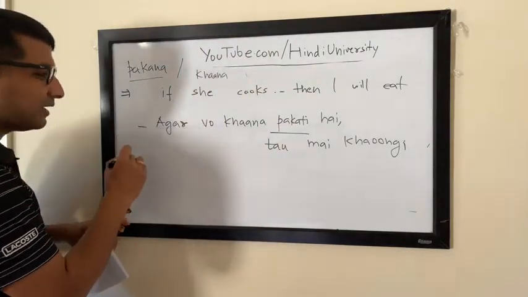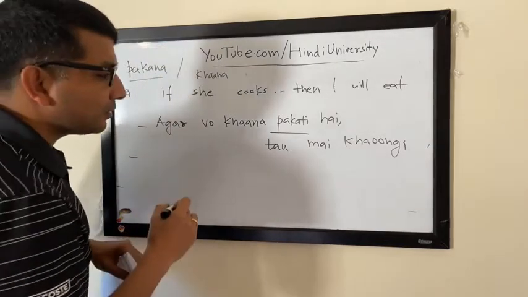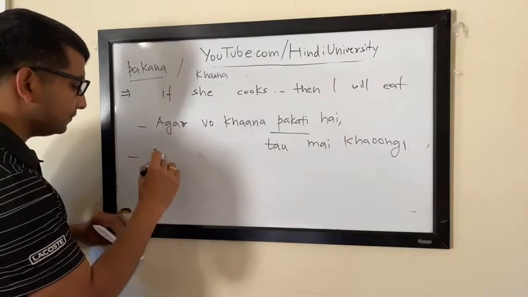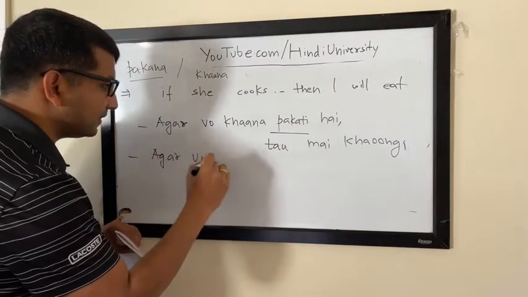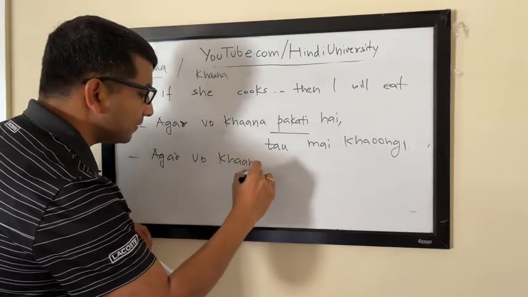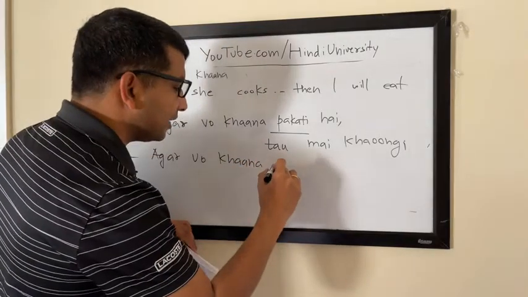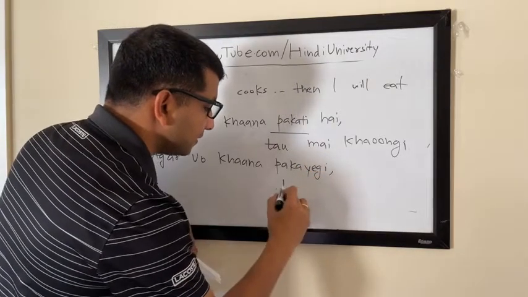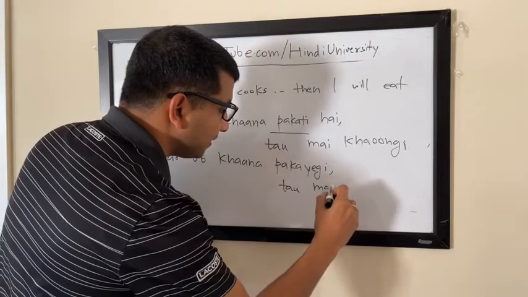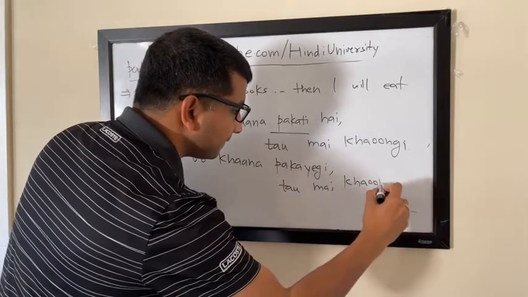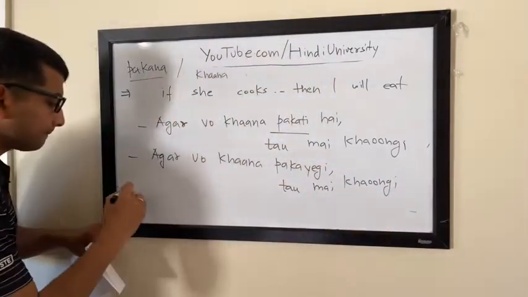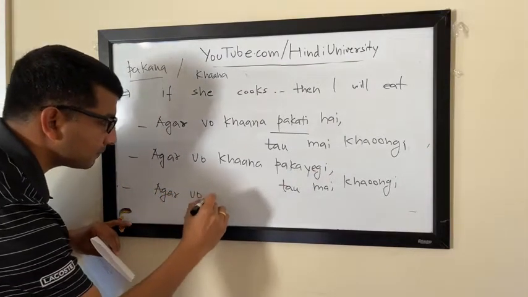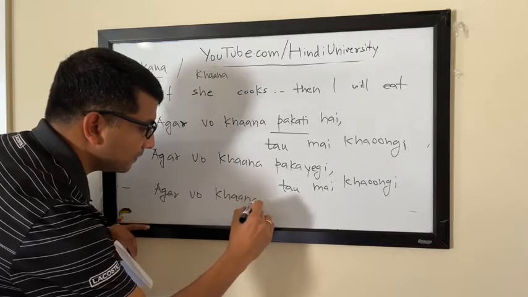Okay, skip going, Uni. Agar wo khana pakati hai, to main khaungi. Second one, Uni. Agar wo khana pakayegi, to main khaungi. Okay, agar wo khana pakayegi, पकाएगी, तो मैं खाऊंगी. Third one, ji. अगर वो खाना पकाए तो मैं खाऊंगी.